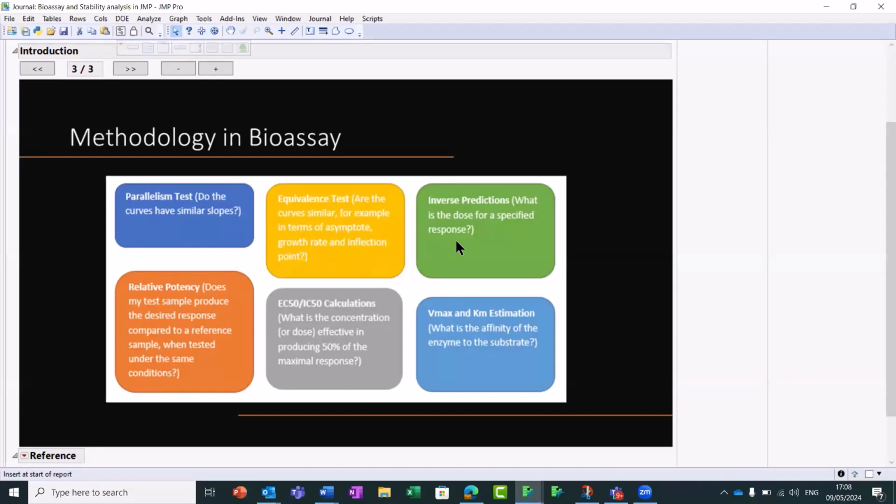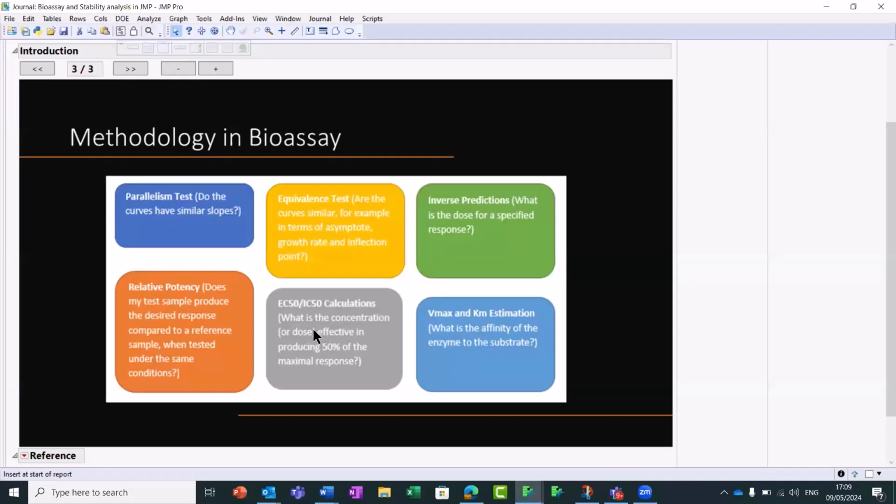Things that are also very interesting are, for example, inverse predictions. Let's say you have a curve where on the x-axis you have the concentration, and on the y-axis you have the toxicity or whatever, and you would like to predict what will be the dose for a specific response. That would be the inverse prediction. And this is very related to what a lot of people are using, the EC50 or IC50. So it's actually also an inverse prediction.